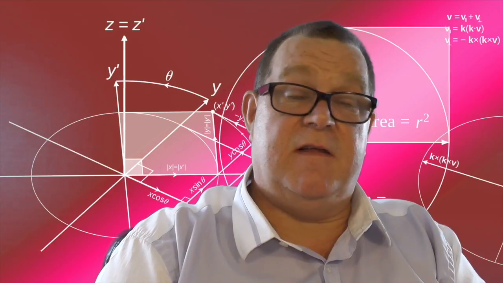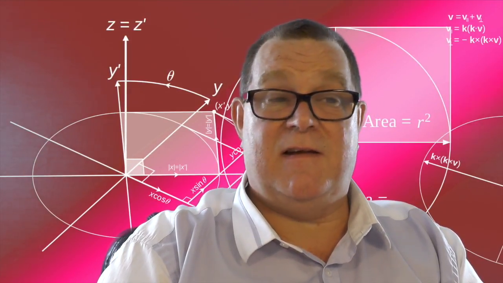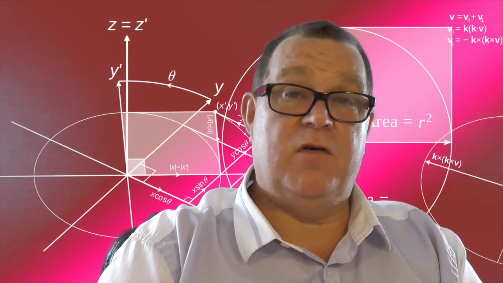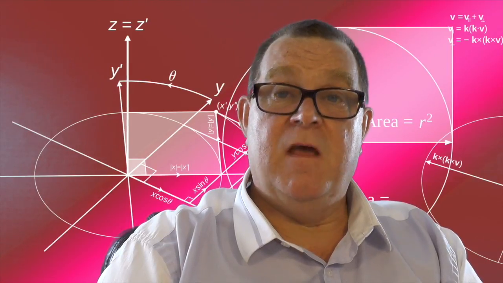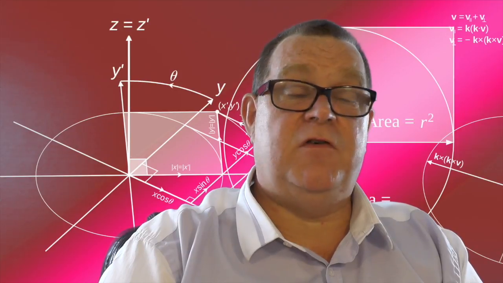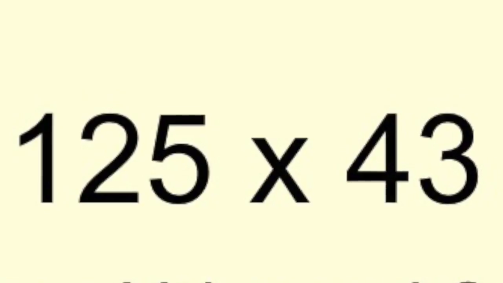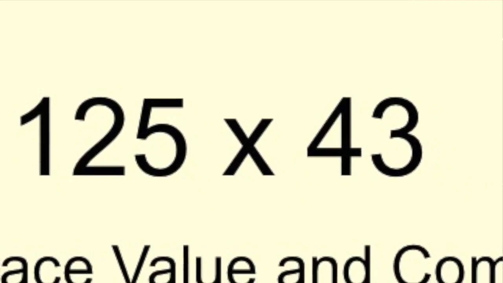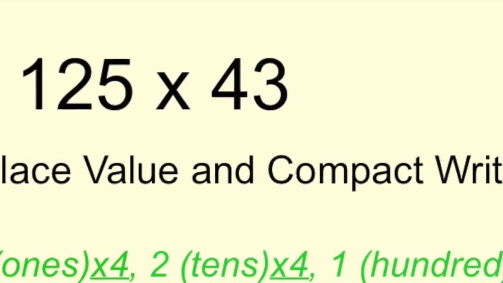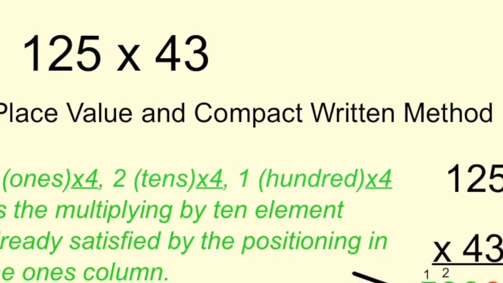And alongside the 2-digit by 1-digit calculations, we will also be extending in the various methods to 3 digits by 2 digits, 4 digits by 2 digits, and so on. So we will end up with a compact multiplication method, which you can see here. Here we have 125 times 43, and using the distributive property of multiplication, we can break that down, and we can break it down using its place value as well.